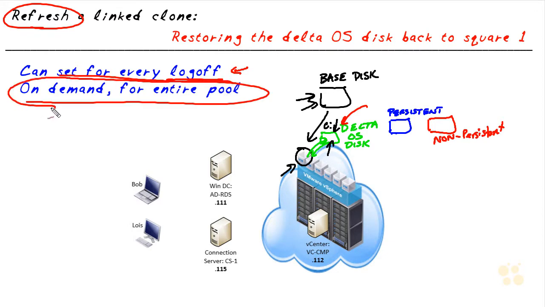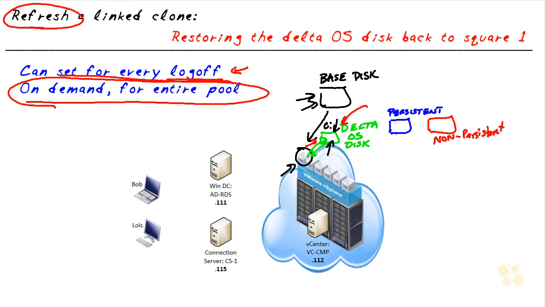Another option that we have is we can go into the pool as a whole and say, you know what? I want to go ahead and do a refresh of all the linked clones associated with this pool. And again, that's done through View Administrator, and that'll be communicated over to vCenter along with Composer, and they will refresh every single virtual machine as if it was a brand new virtual machine and there were no changes that the user had made to a Delta disk.